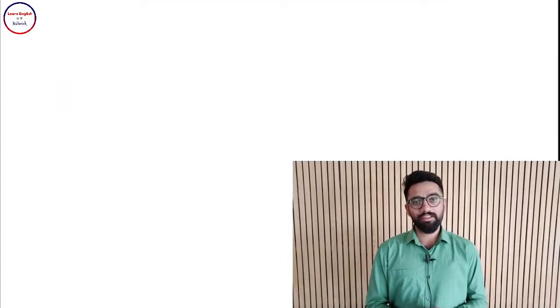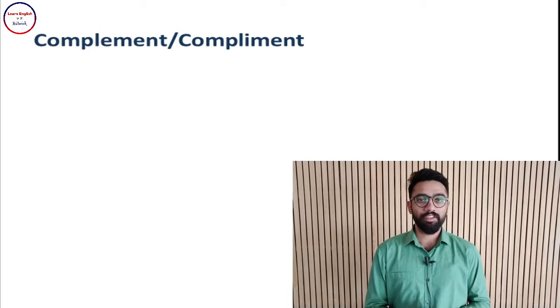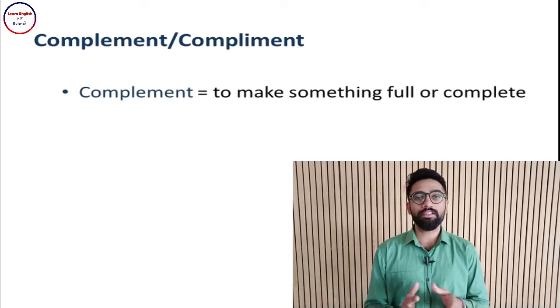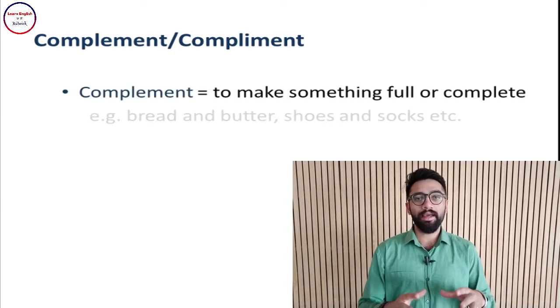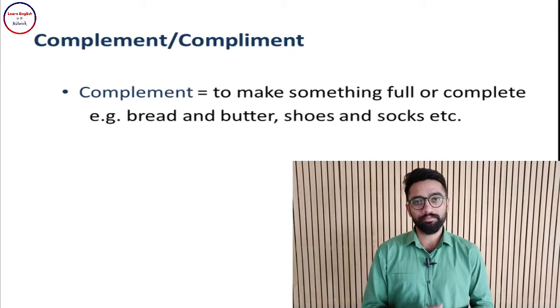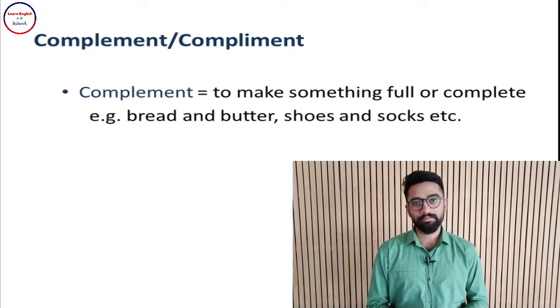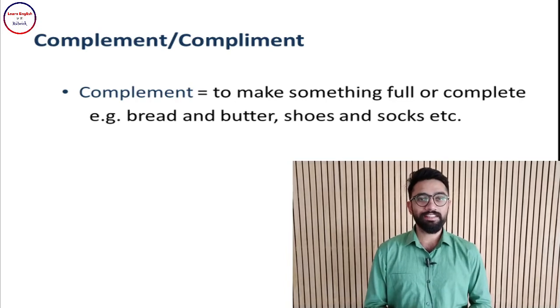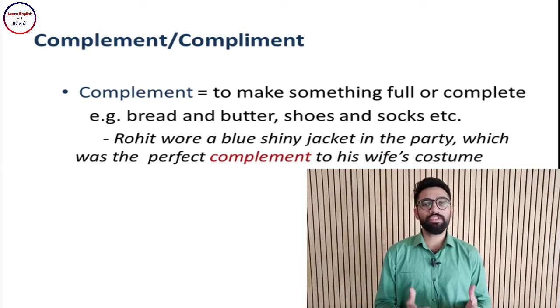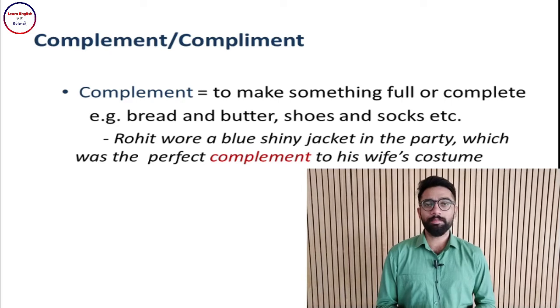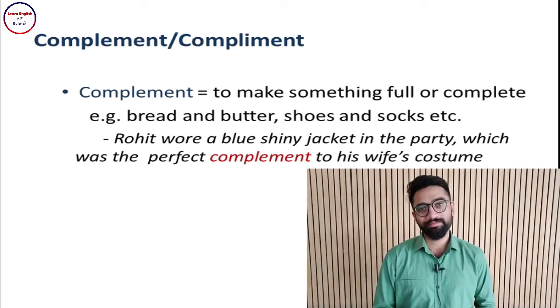The next pair is complement and compliment. The pronunciation is similar. There is a difference of E and I. So the first, complement, is to make something full. The common elements which always go together. For example, bread and butter, shoes and socks, which make each other complete. For example, Rohit wore a blue shiny jacket in the party, which was the perfect complement to his wife's costume.